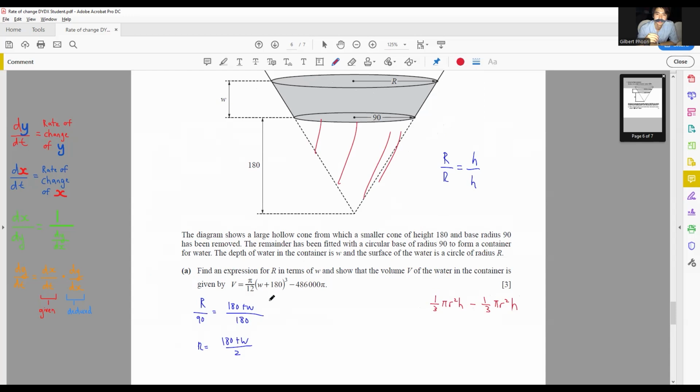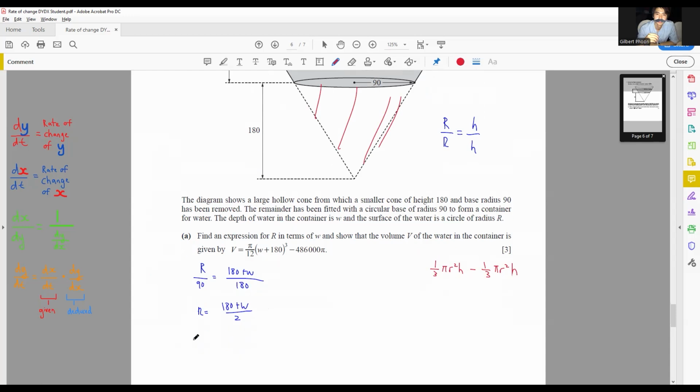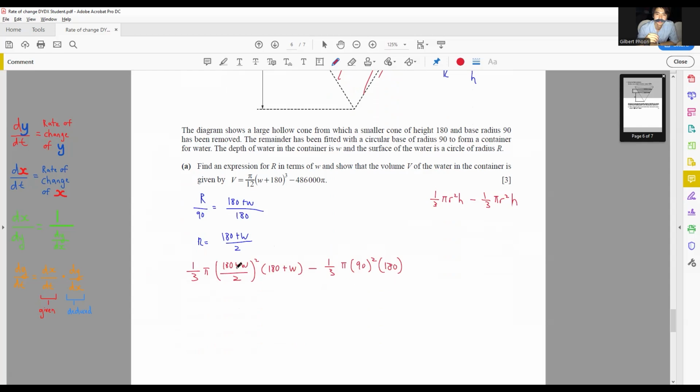Now, all I have to do is substitute the values into the formula. 1 over 3 pi, with r of the big cone given by this expression (180 plus W) over 2, squared, multiplied by the h, which is 180 plus W, minus 1 over 3 pi, where r squared is 90 squared and the height is 180. Let's type this into the calculator, but you have to simplify it manually.